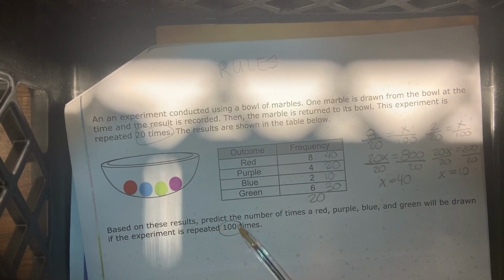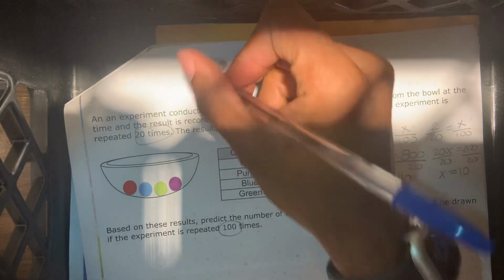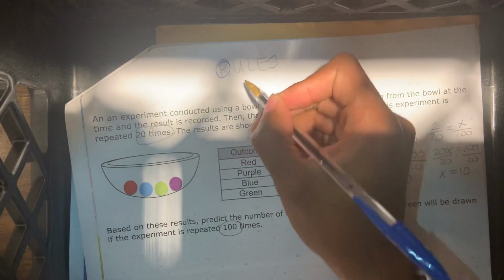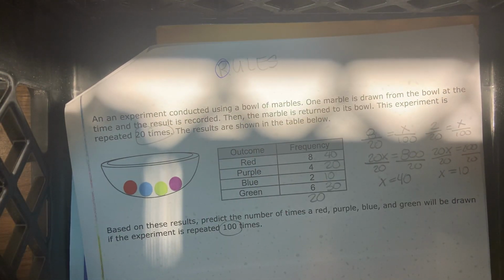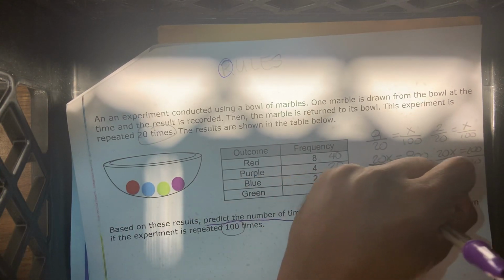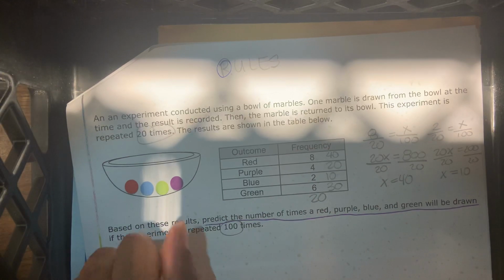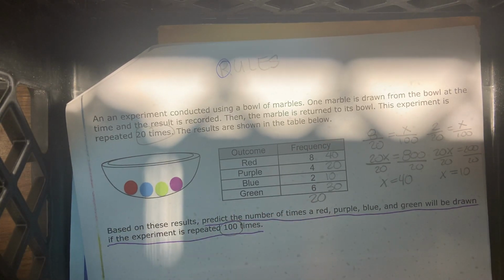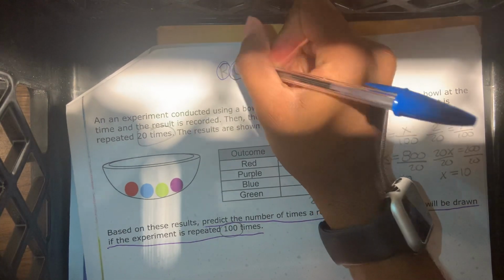Based on these results, predict the number of times a red, purple, blue, and green will be drawn if the experiment is repeated 100 times. So we'll circle the R after we read the entire word problem. Now we're going to underline what the question is asking us to solve. We're asked to predict the number of times a red, purple, blue, and green will be drawn if the experiment is repeated 100 times. Now we've underlined the question, so we'll circle the U.